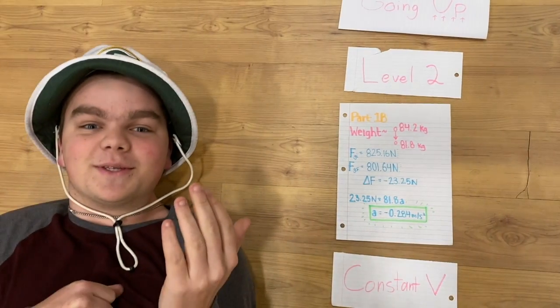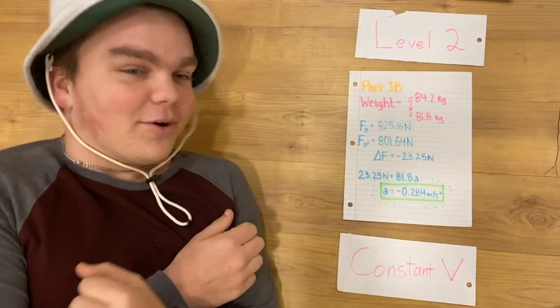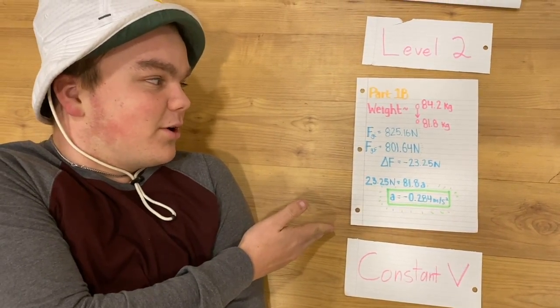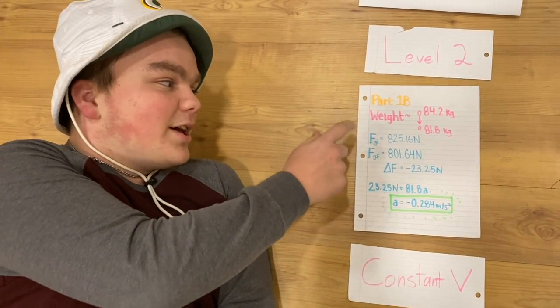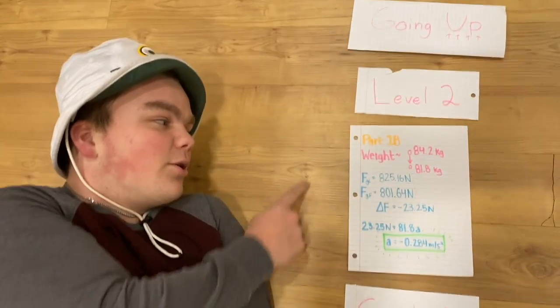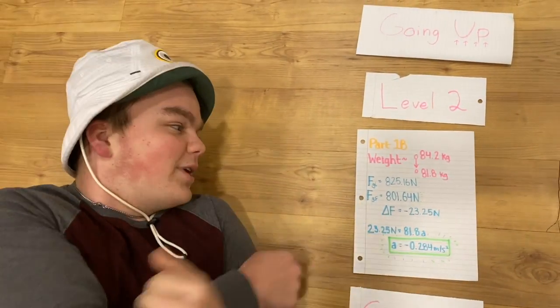Now, as we go up into the second part of our journey, we are going from our constant velocity point in the middle, where the scale read 84.2 kilograms, to where our journey ended at level 2, where the scale went back to 81.8 kilograms.